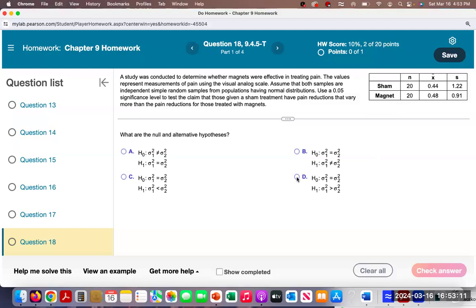So we're going to let the alternate hypothesis be the one not containing the equality. So variance 1 greater than variance 2. And we're going to let the null hypothesis be the one containing equality.